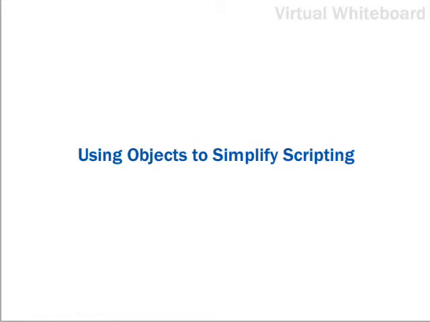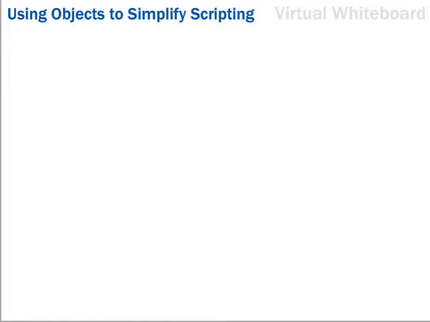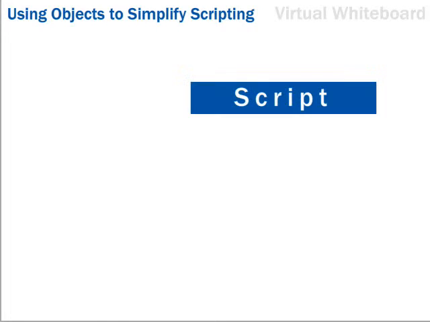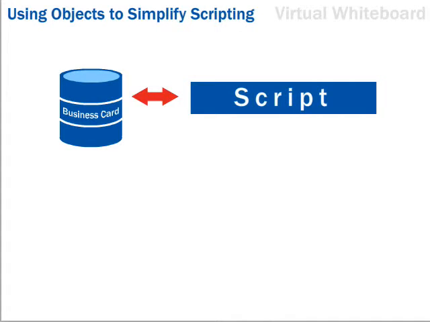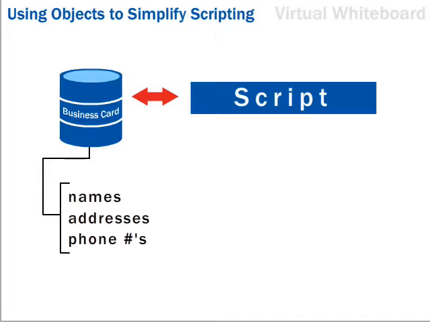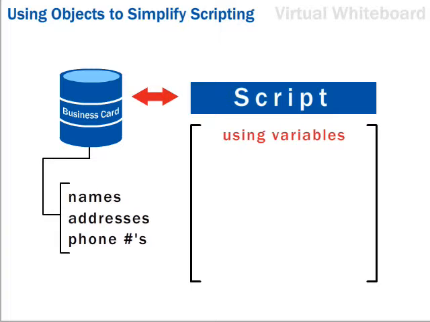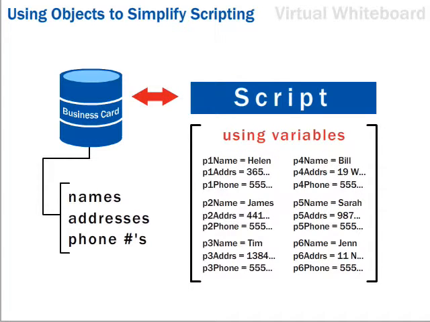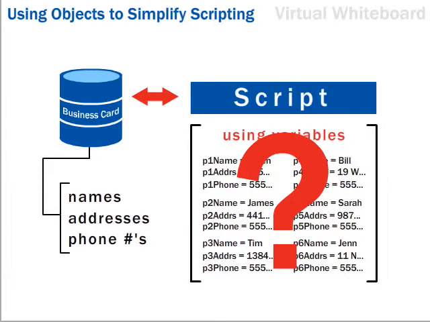Although JavaScript's variables and arrays are versatile ways to store data, sometimes you need a more complicated structure. For example, suppose you are creating a script to work with a business card database that contains names, addresses, and phone numbers for a variety of people. If you were using regular variables, you would need several separate variables for each person in the database, a name variable, an address variable, and so on. This would be very confusing.